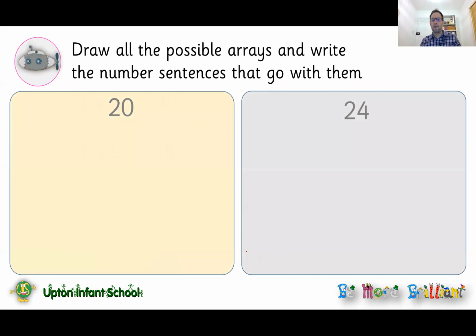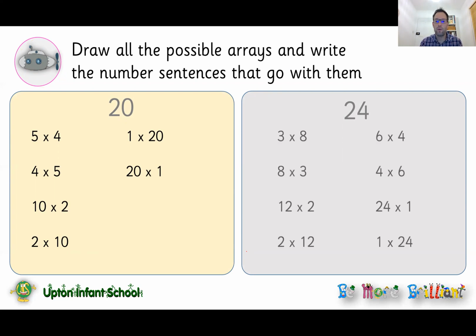And on to our final task. Well, I hope you did okay with that one. Those are all the possible number sentences that you could find to go with that. And hopefully you've drawn the arrays to go with it. So for 20, we've got 5 times 4, 4 times 5, 10 times 2, 2 times 10, 1 times 20, and 20 times 1. And for 24, there's a few more. There's 3 times 8, 8 times 3, 12 times 2, 2 times 12, 6 times 4, 4 times 6, 24 times 1, and 1 times 24. Well done if you got all of those or most of those different number sentences and those different arrays.